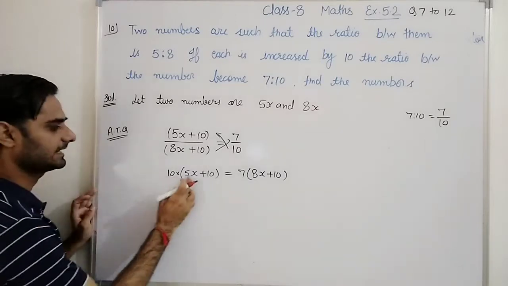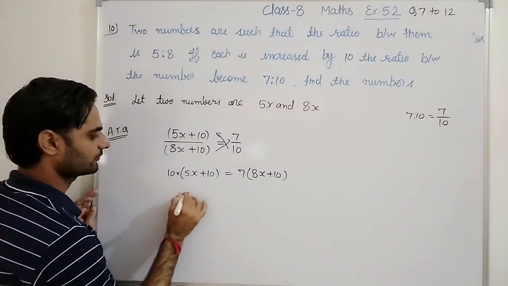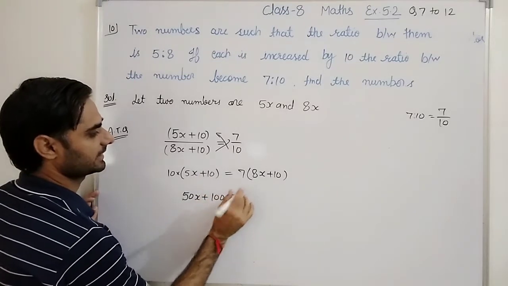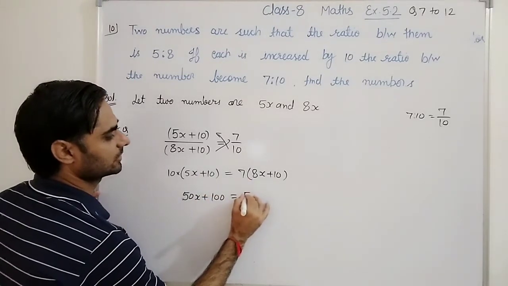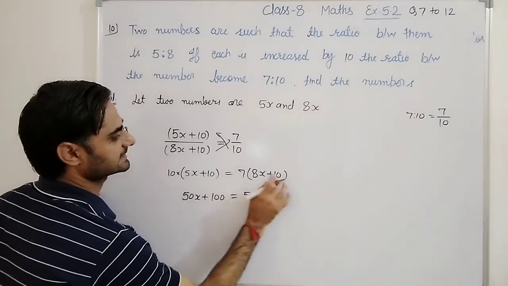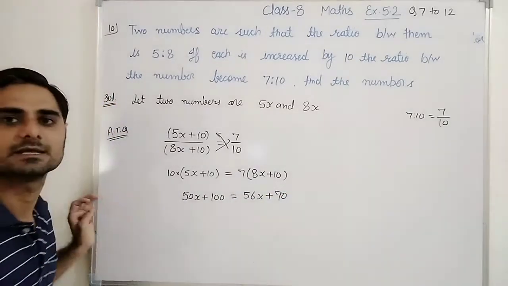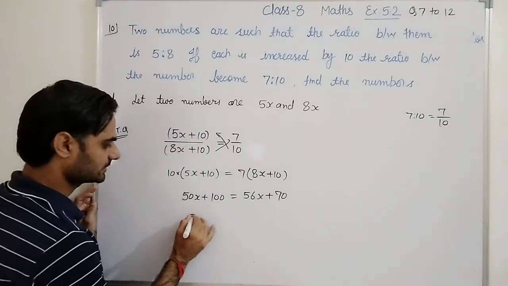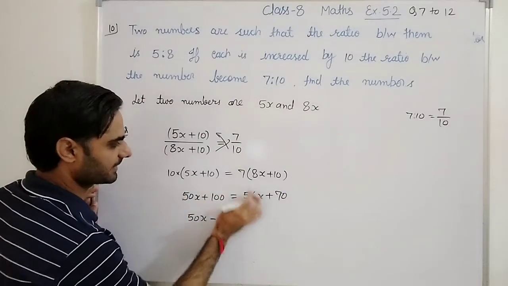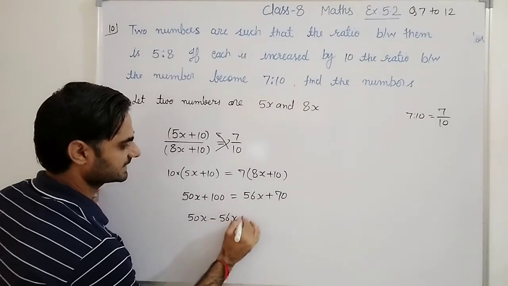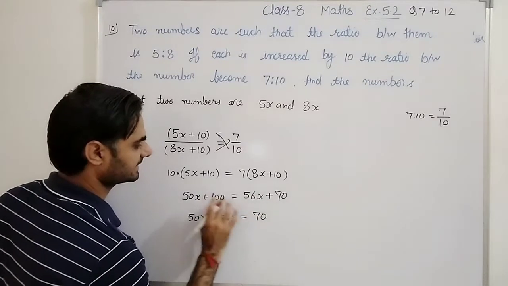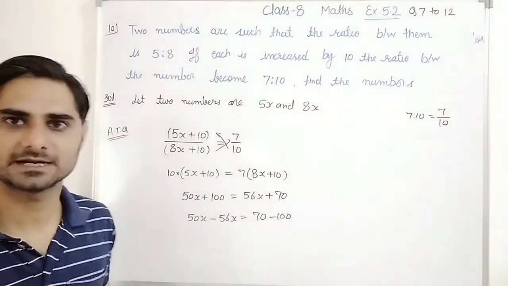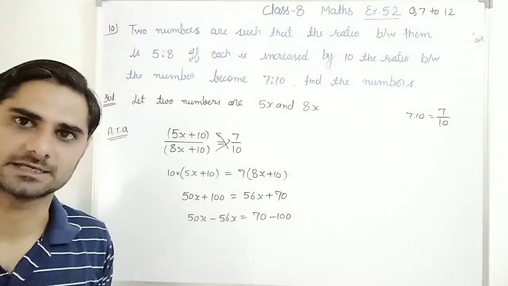So here 10 multiplied by 5 is equal to 50x, plus 10 10s are 100, is equal to 7 8s are 56x, 7 10s are 70. Right? Clear? Okay, I think. So now can we transpose? So this will be 50x, by transposing 56x. This is 70, by transposing minus 100. 10 10s are 100 na? So 100 we will subtract on that side.